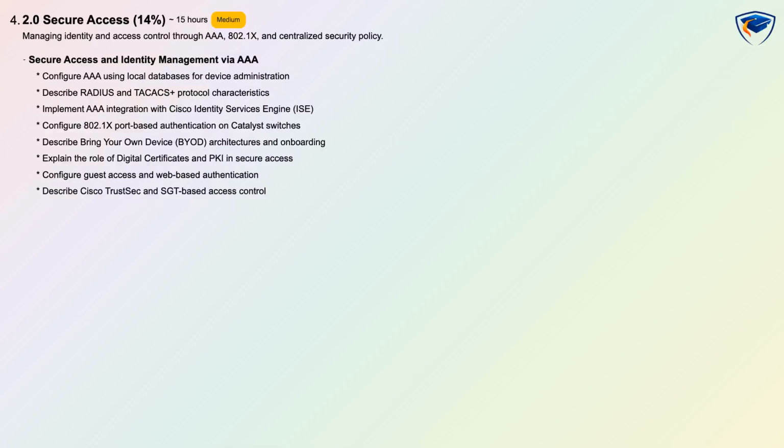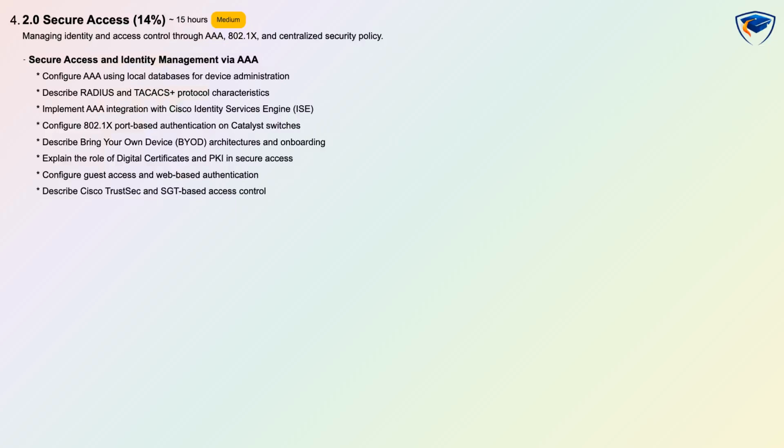Domain 2.0, Secure Access, which accounts for 14% of the exam, focuses on managing identity and access control through AAA, 802.1X, and centralized security policy. You'll learn about configuring AAA using local databases for device administration, describing RADIUS and TACACS+ protocol characteristics, and implementing AAA integration with Cisco Identity Services Engine, ISE.